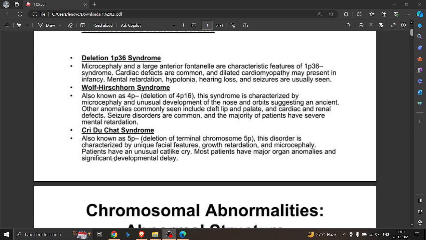The other one in this chromosomal syndrome group is Cri-du-chat syndrome, also known as 5p deletion of terminal chromosomes. This disorder is characterized by unique facial features, that means the facial features will have some kind of abnormality, growth retardation will be there, and patients have a cat-like cry, unusual eyes also, and the voice. Most patients have major organ abnormalities, that means the development of their organs may be delayed.